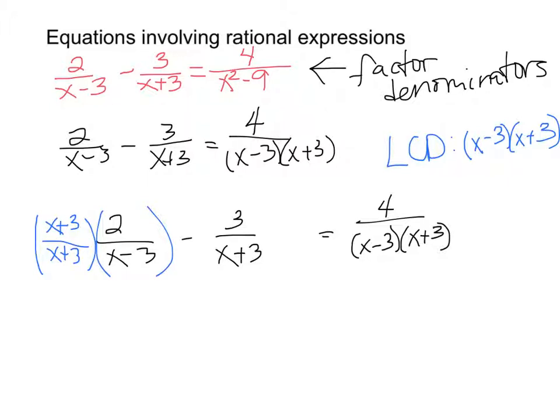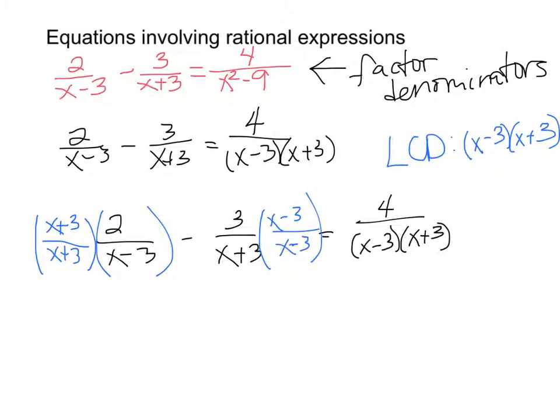If you look at the second term in this equation, what we need to do is pretty much the same thing, except we're missing the x minus 3 piece. So we'll multiply by x minus 3 over x minus 3. Okay, so far so good.